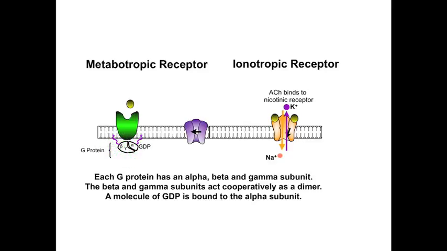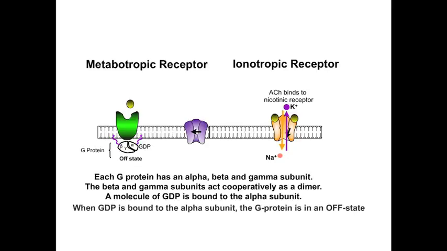The beta and gamma subunits form a stable dimeric complex that is called the beta-gamma complex. In addition, the alpha subunit is bound to a guanosine diphosphate, also known as a GDP. When the GDP is bound, the protein is in an off state.